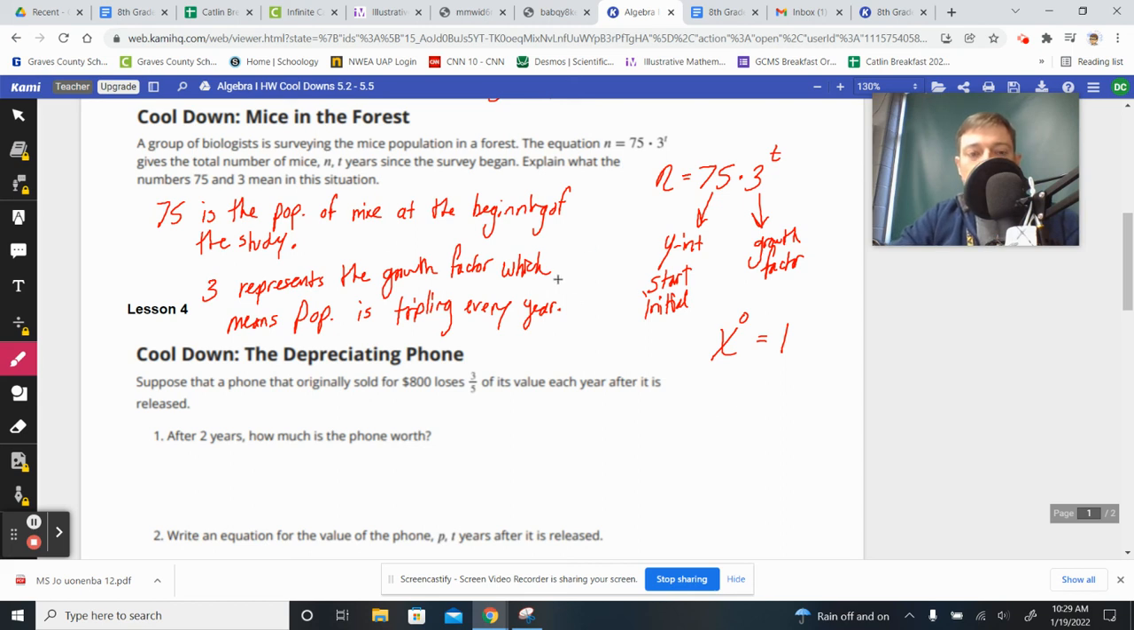But hopefully this will get you caught up, keep you caught up, and we're going to move forward to depreciating tomorrow, which is going to be exponential decay as we continue forward.